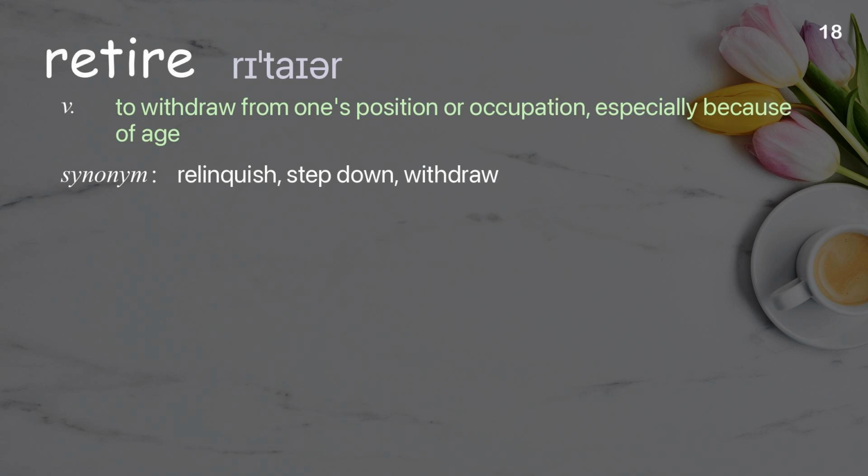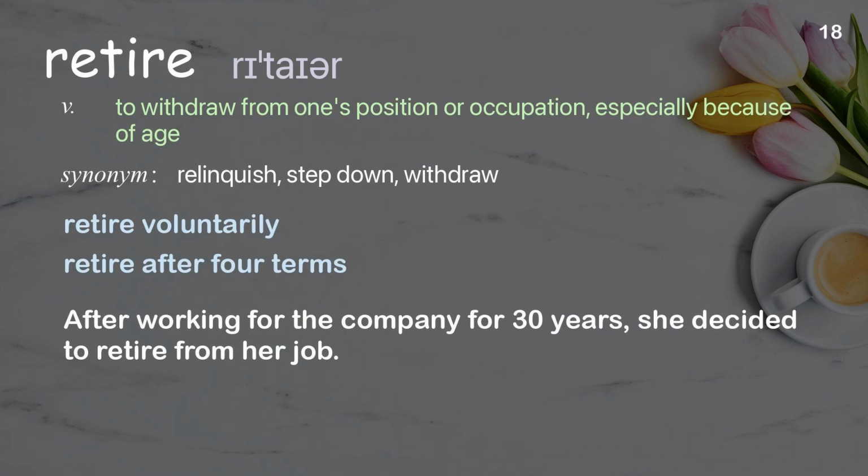Retire. To withdraw from one's position or occupation, especially because of age. Examples. Retire voluntarily. Retire after 4 terms. After working for the company for 30 years, she decided to retire from her job.